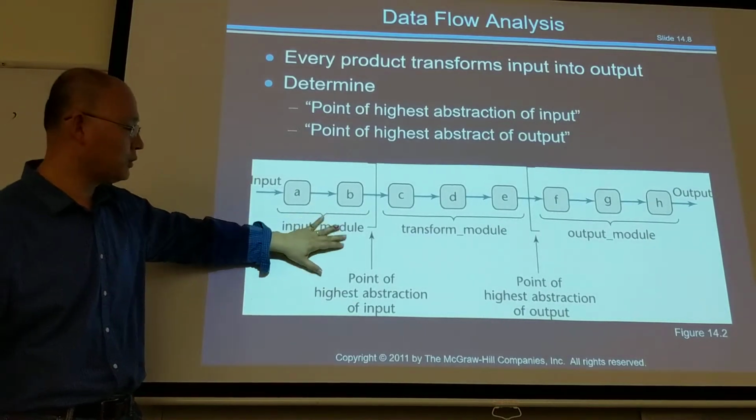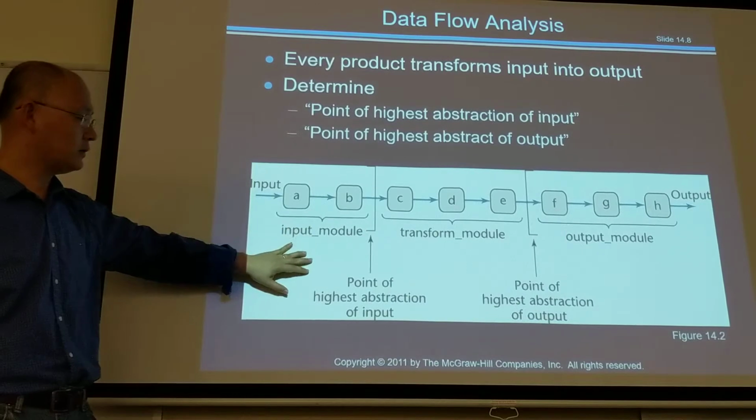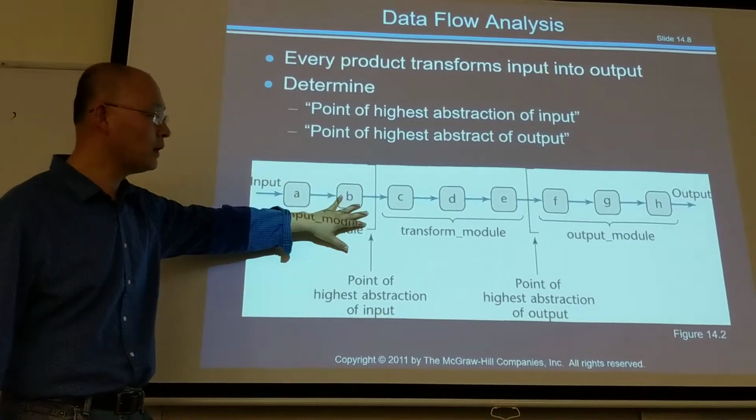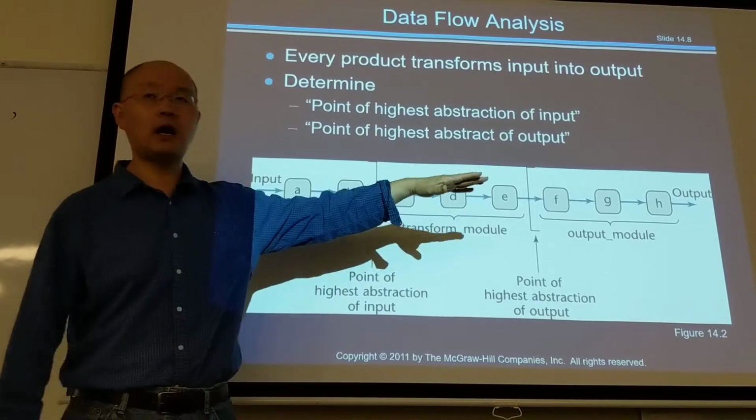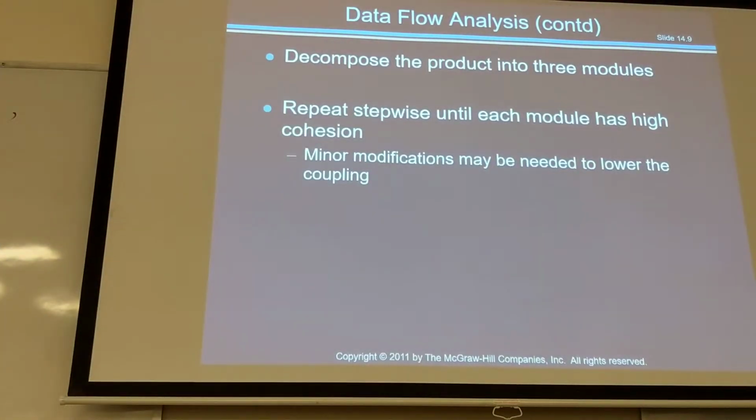You have input module, at the point of highest abstraction. Then of input, you basically get that into something you can consume, process that information, and output that information. All right. So this is essentially decomposing your product into 3 modules. Sounds familiar, right? This is basically decomposing your system into objects. Same thing. Same thing.